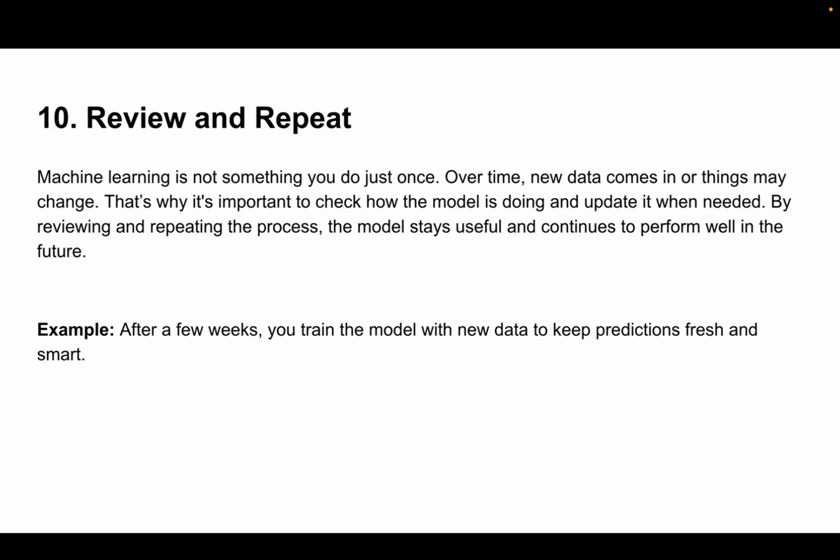Step 10, review and repeat. Machine learning is not something you just do once. Over time, new data comes in or things may change. That's why it's important to check on how the model is doing and update it when needed. By reviewing and repeating the process, the model stays useful and continues to perform well in the future. In our example, after a few weeks, you train the model with new data to keep predictions fresh and smart.